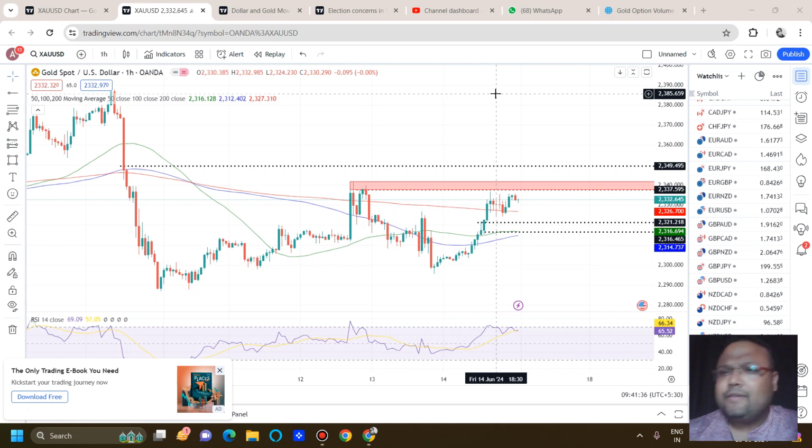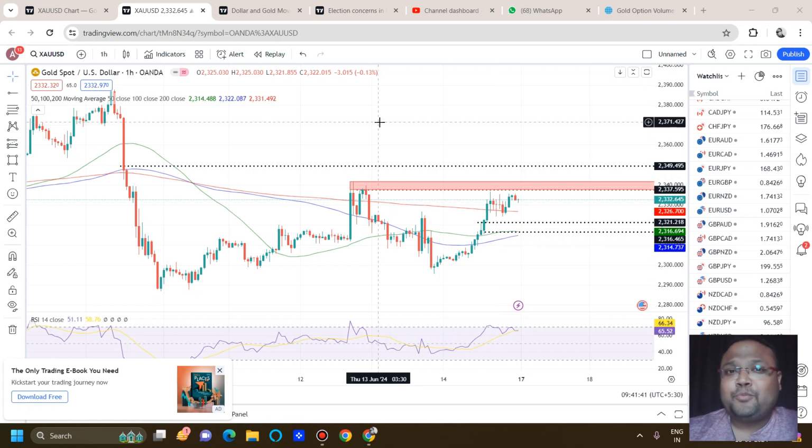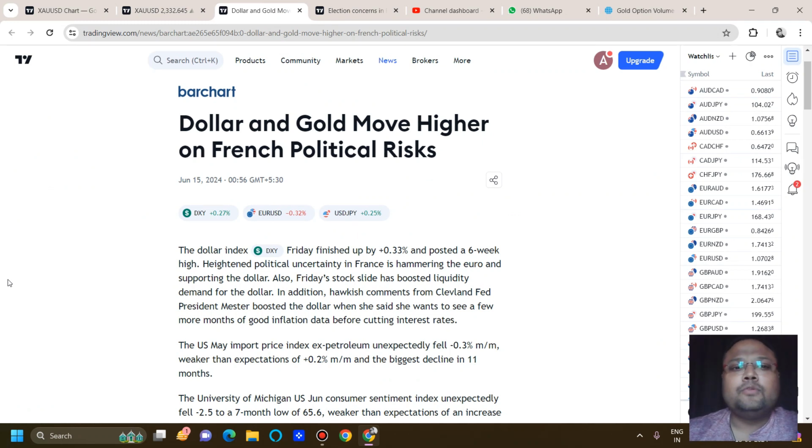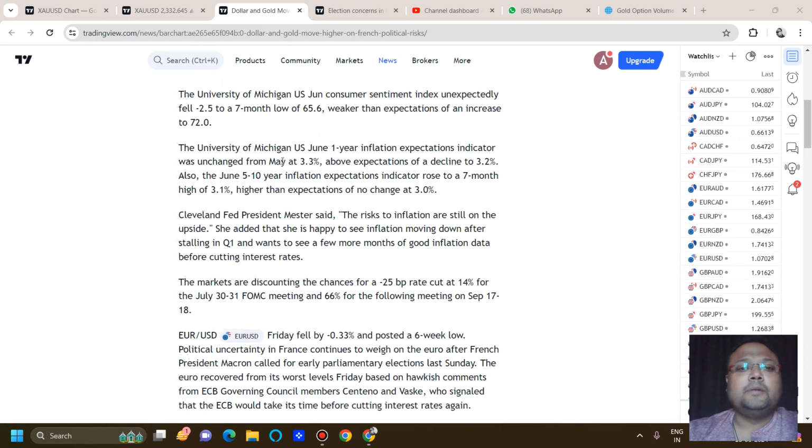And to be honest, I was looking for a reason why gold was going up, but there was no proper answer online. At first, I thought that there must be some geopolitical tension in the Middle East because of which there was a sudden upside on gold, but no, it was not the reason. And this morning, I found this article: dollar and gold move higher on French political risk. So this is the reason we saw some crazy up move on gold for some time yesterday. If you want to read the article, I will put the link in the description, so that you can understand the complete matter.